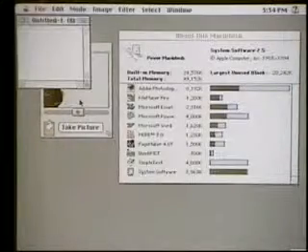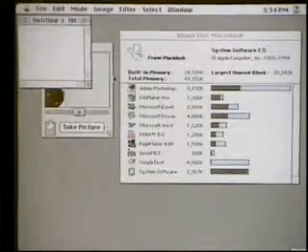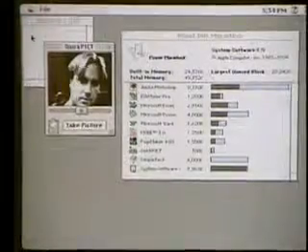and I'll just paste off of the clipboard. I will dump my picture. Oops, take the picture. Dump it in.